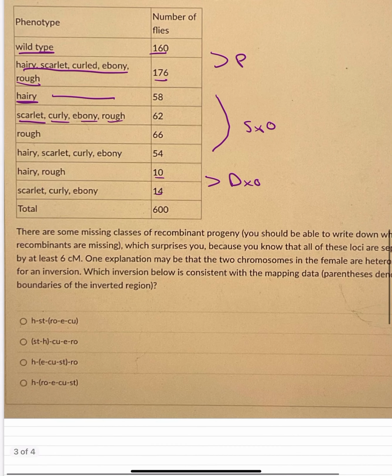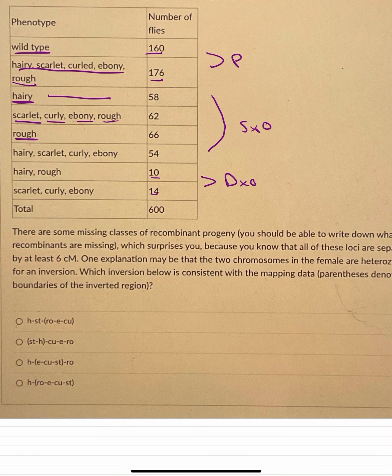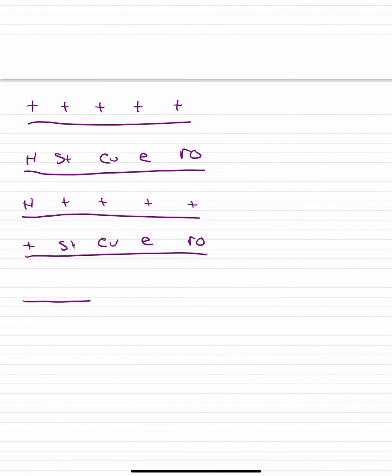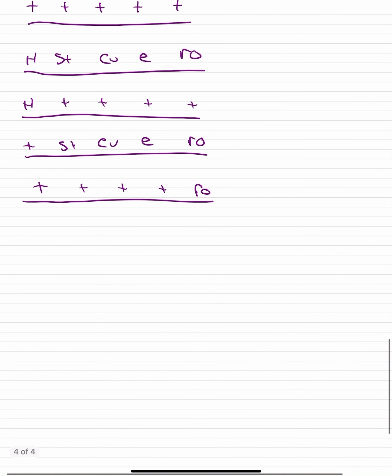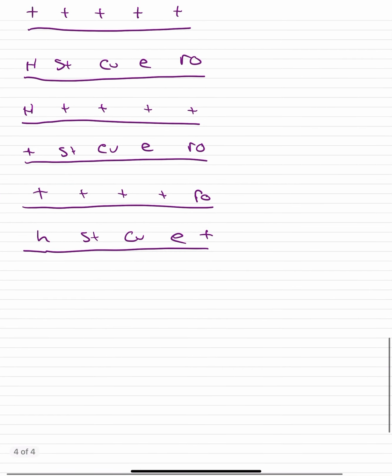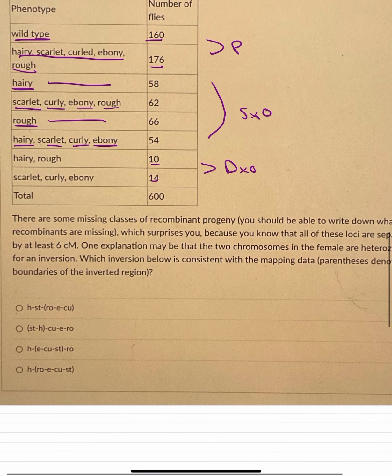All right. Going on to this individual, we're going to have rough, and then everything else is going to be wild type. So it's going to be RO for rough, everything else wild type. Now for this one, we're going to have hairy, scarlet, curled, ebony. So this has all the mutations except rough. So rough is going to be wild type, and then everything else is going to occur: ebony, curled, scarlet eyes, and hairy body. Oh, wait. Yes, hairy body. Yes, never mind.